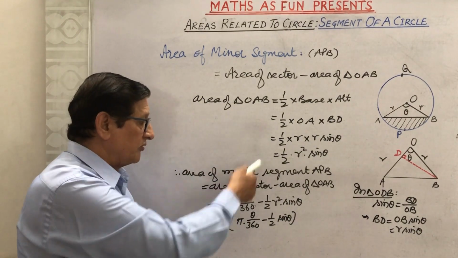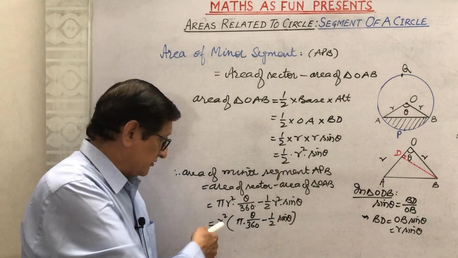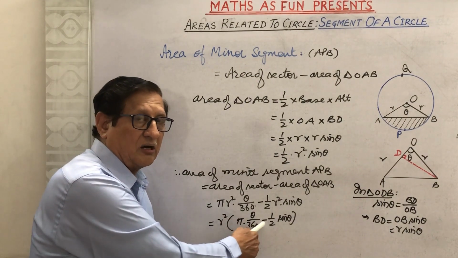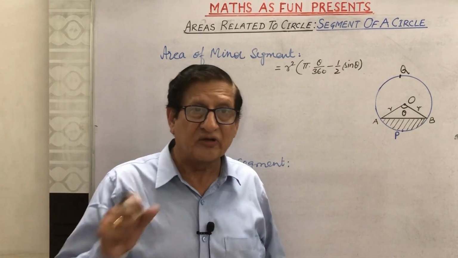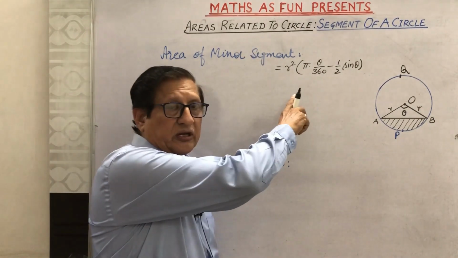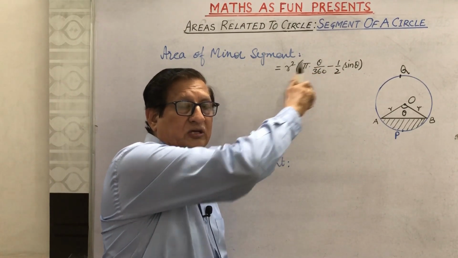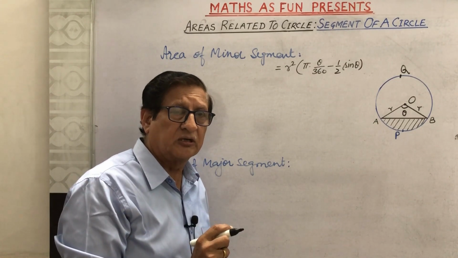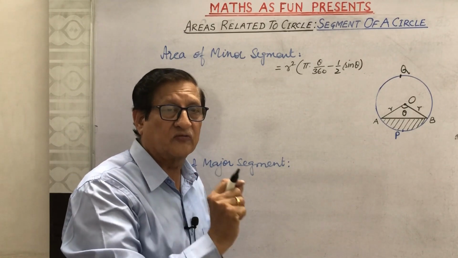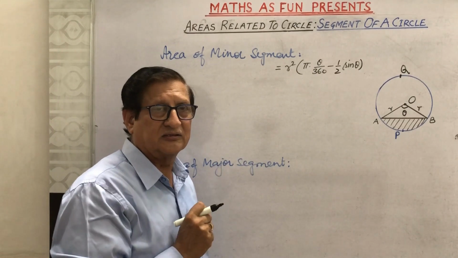So we can apply the formula to find out the area of minor sector. Here this is r square into pi into theta upon 360 minus half into sine theta. So we can apply the formula of finding the area of minor segment as r square into pi into theta upon 360 minus half into sine theta. Here we have to remember one thing, that the students of 10th class know only the values of all the trigonometrical ratios for the angles less than 90 degree.